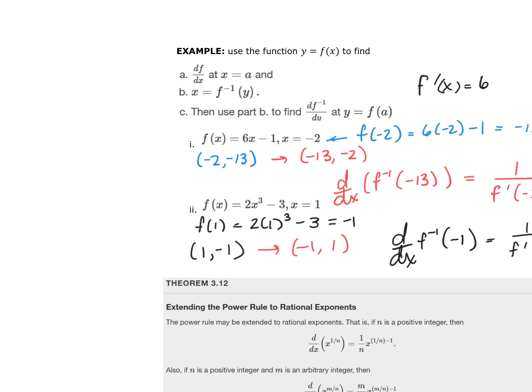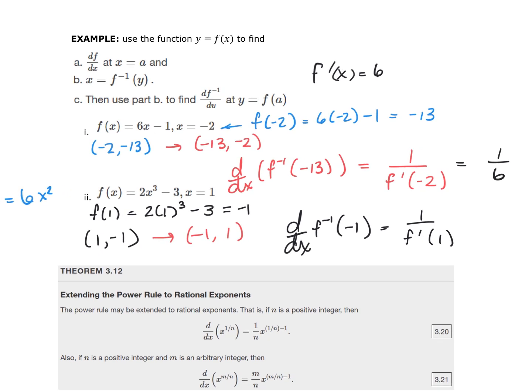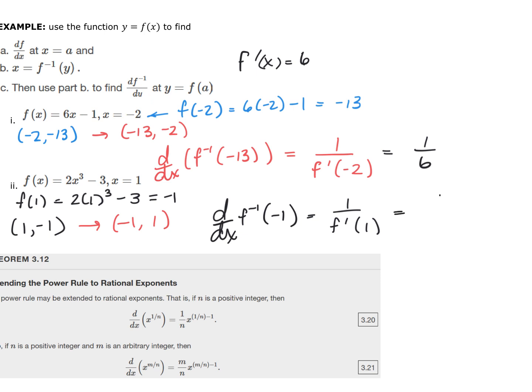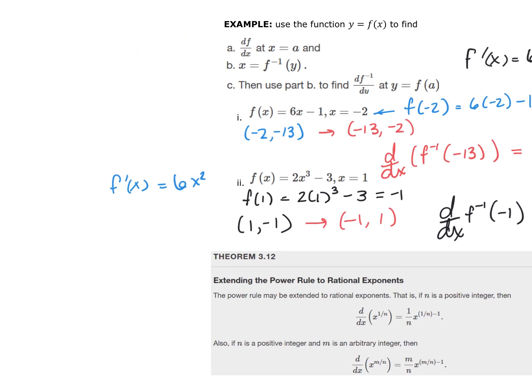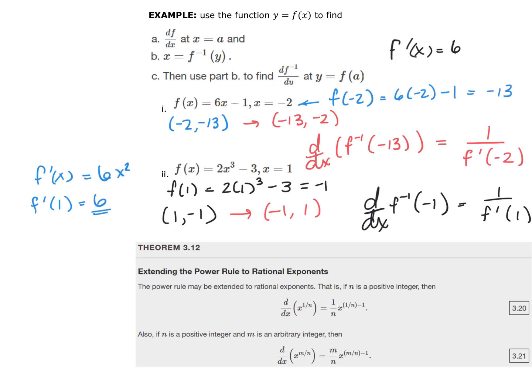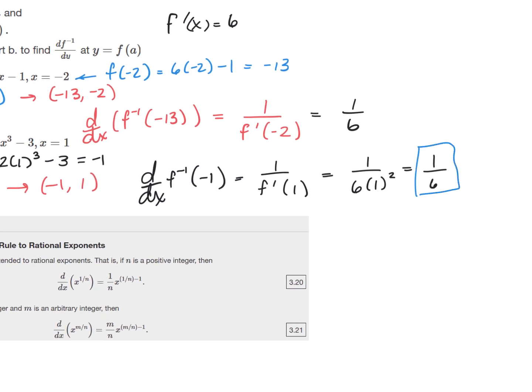So let's go ahead and find the original derivative. f prime of x is going to give me 6x squared. So then this is going to be 1 over 6 times 1 squared. So my slope is going to be 6. It's also 1/6. Now, if I go to my original function, f prime evaluated at 1 is 6. So this is the slope of the derivative at the point (1, -1), and this is the slope of the inverse at (-1, 1).